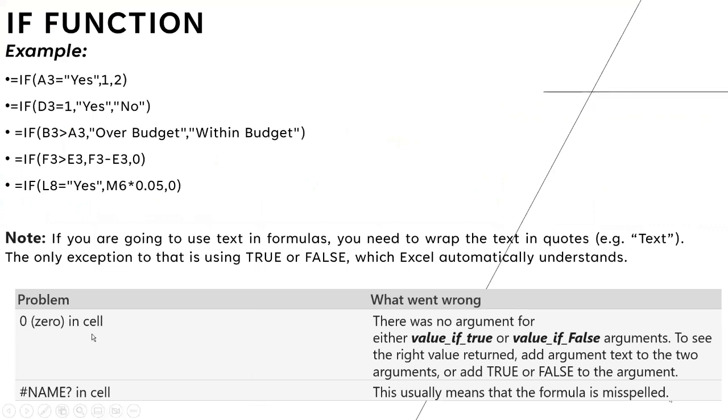When you are using the if statement and you are getting 0 as your result, the only possible reason is you have not entered all the required arguments or you have not written the complete syntax. And if you are getting #NAME? as your result in the cell, that means there is some error in the formula, some inverted commas are missing.